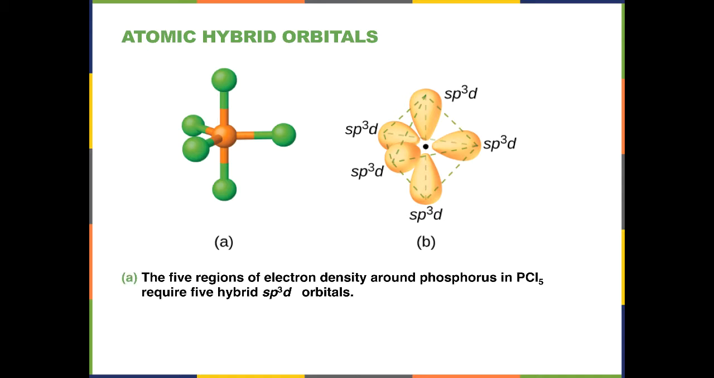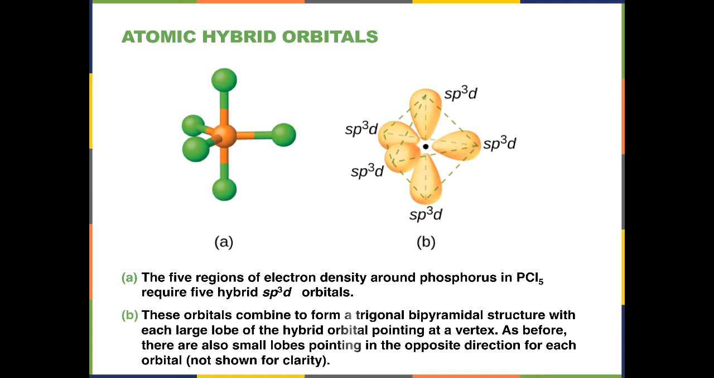And then here it shows the five regions again with phosphorus pentachloride. You have the five hybrid sp3d orbitals, and you have this unusual trigonal bipyramidal structure that occurs with that, with each of these pointing in various planes. As before, there are also small lobes pointing in the opposite direction. You remember those small lobes, but they are left out because it would be too confusing.